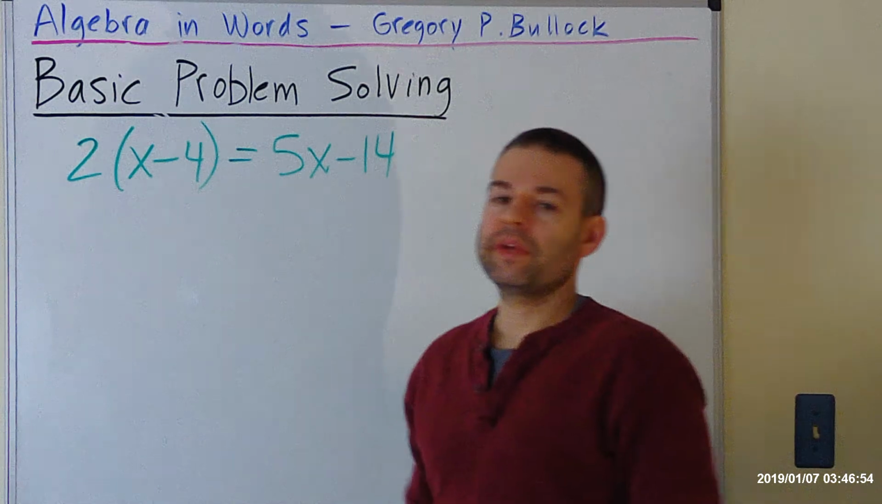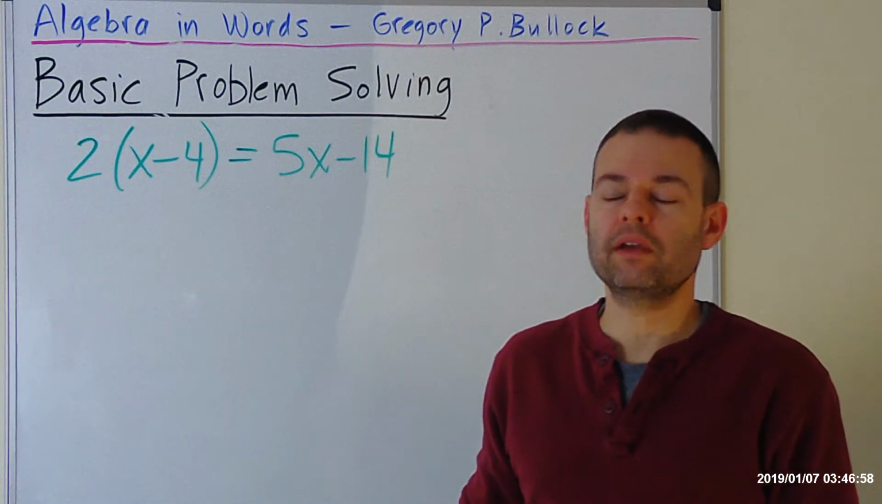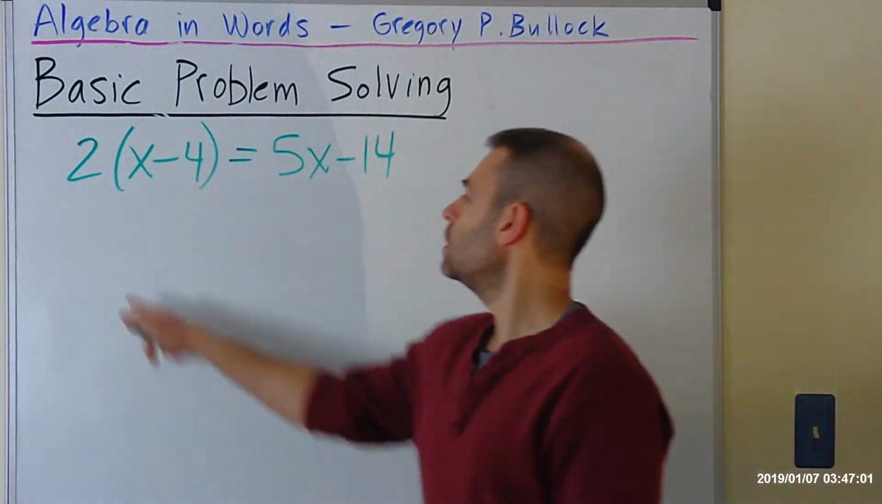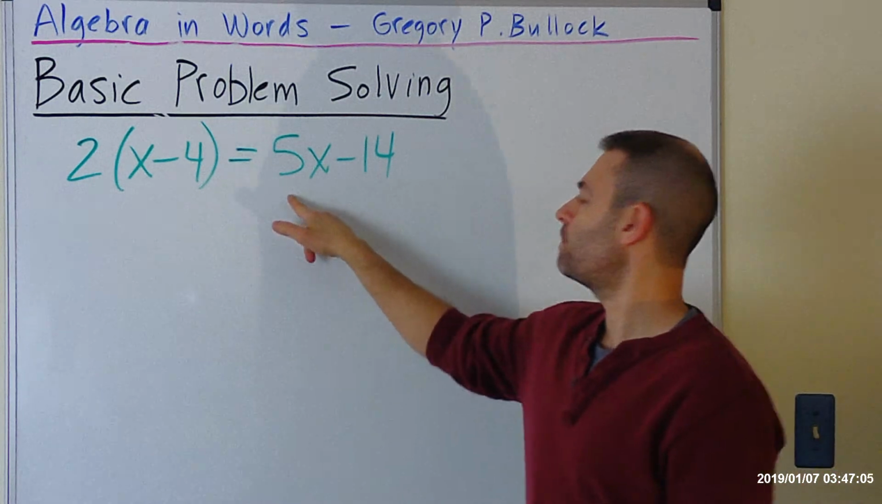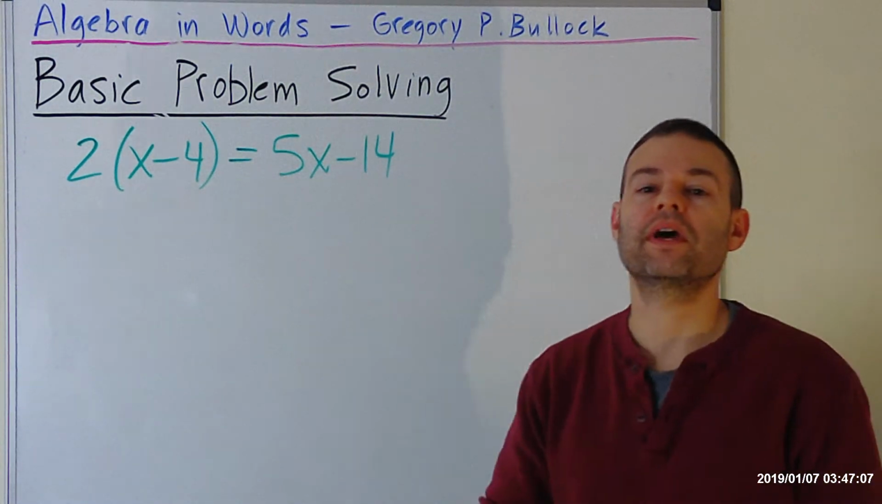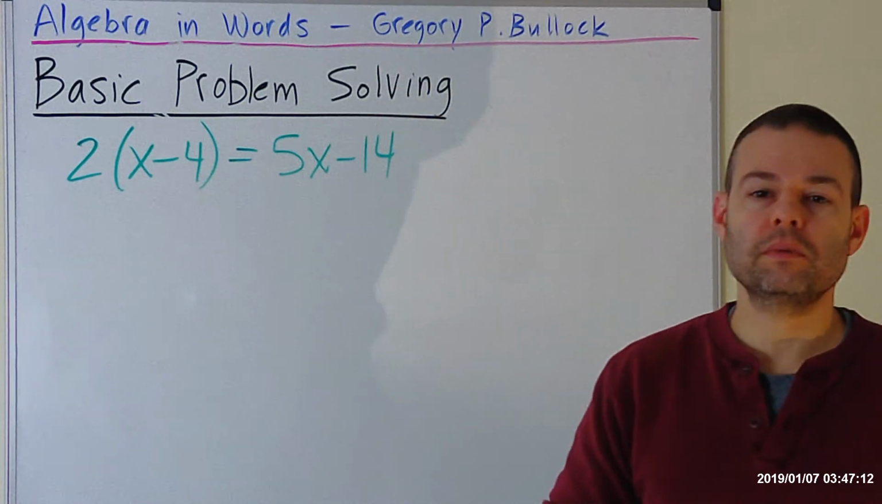In this case, notice that we have a group. When we have a group, I've always been taught to call it a quantity. You may hear me call it a quantity from here on out. 2 times the quantity x minus 4 is equal to 5x minus 14. Okay, so are there fractions? No. But is there anything to simplify?